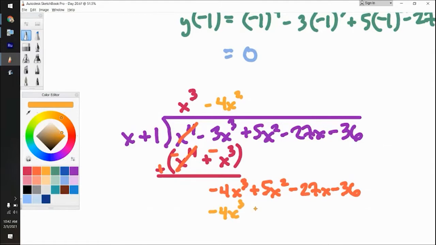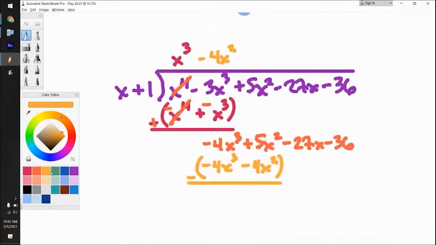And since this is a factor, you have to be able to get a zero remainder. Otherwise, you did something wrong. Okay, remainder theorem. If it's a factor, there's no remainder. Is there a remainder, Scott? Uh-oh. Come on, man.